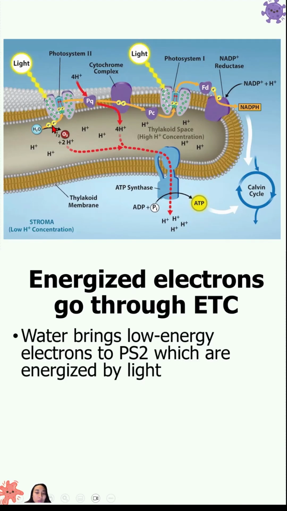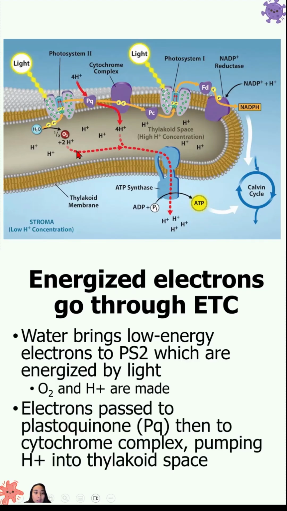But anyway, two low energy electrons from water are going to go into photosystem number 2, and they're going to be energized through light, as we saw in the previous diagram. Now, again, in this process, oxygen is going to be made, and two hydrogen ions are going to be released as well. Okay, so these electrons are going to be passed along through plastoquinone. Plastoquinone is a carrier molecule. It's going to carry them to this cytochrome complex.